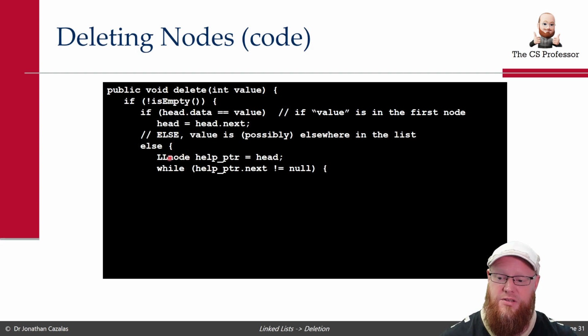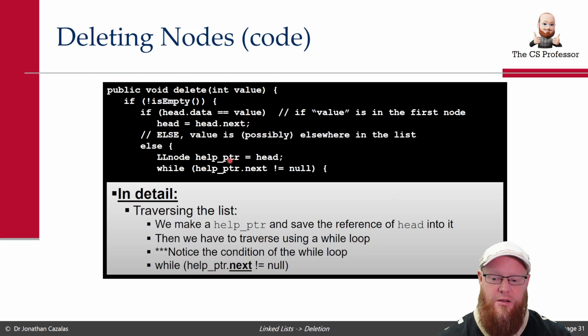Here we now have an else. LL node help pointer equals head. What's the purpose of this here? Well, if we need to traverse our list to find the predecessor of the node we want to delete, traversing requires a help pointer, right? And you need a while loop. So we make a help pointer and we save the reference of head into this help pointer. And then we traverse using a while loop. And notice the condition of the while loop here. We have while help pointer dot next does not equal null.